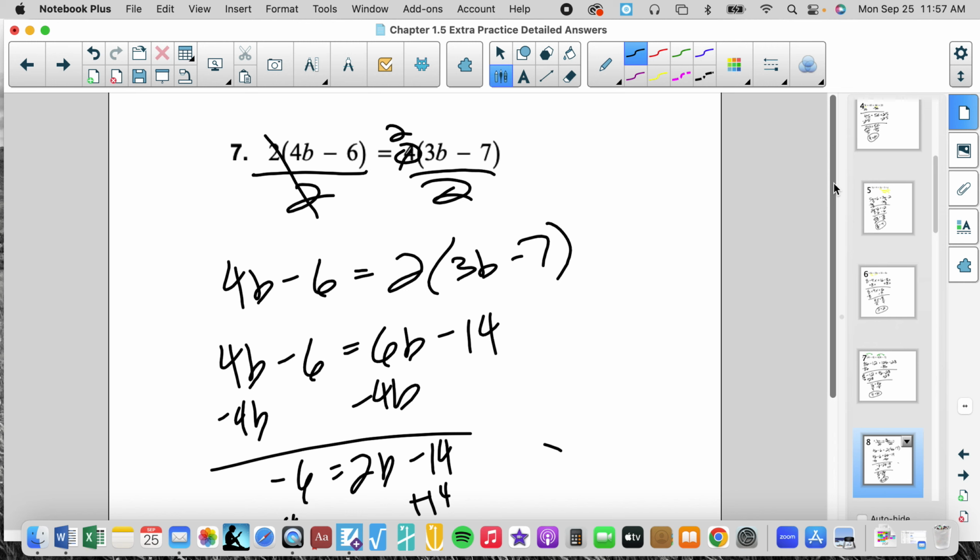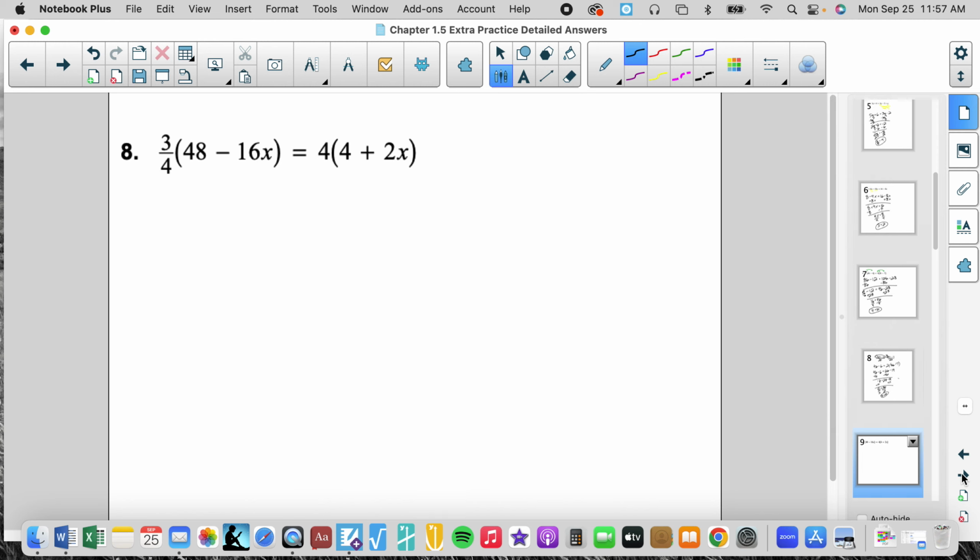And I chose 2. I wouldn't choose 4 because if I divided that by 4, I'd end up with 1/2, and that's definitely not going to be easier. But you could have, because then you distribute the 1/2 into the 4b and the negative 6, and you get 2b minus 3 equals 3b minus 7, but we're getting way too crazy.